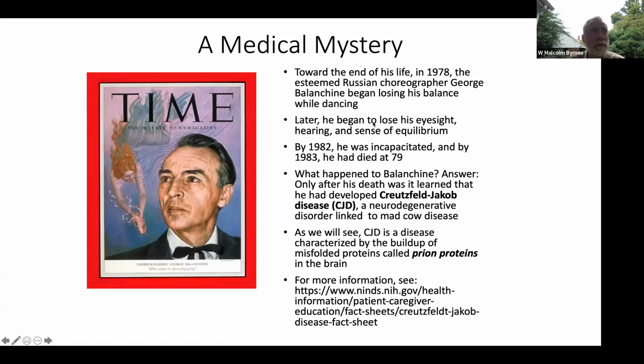I'd like to now turn to prion diseases proper and talk about a medical mystery. Toward the end of his life in 1978, the esteemed Russian choreographer George Balanchine began to lose his balance while dancing. Later, he began to lose his eyesight, his hearing, and his sense of equilibrium. By 1982, he was incapacitated, and a year later, he had died at age 79. What happened to Balanchine? Well, only after his death, when an autopsy was performed, was it learned that he had developed Creutzfeldt-Jakob disease, a neurodegenerative disorder linked to mad cow disease. And as we will see, CJD is a disease characterized by the buildup of misfolded proteins called prion proteins in the brain. And you can get more information from this NIH website here.